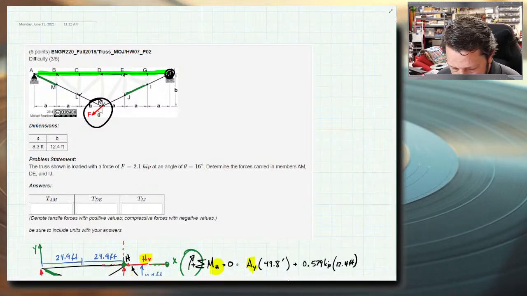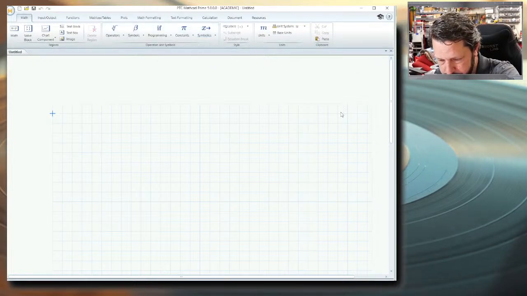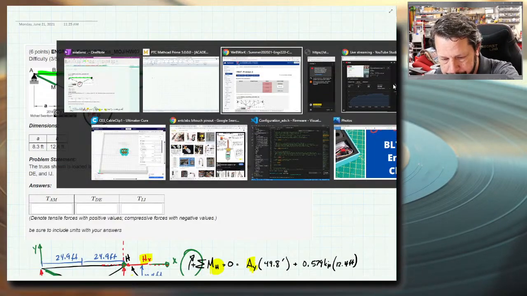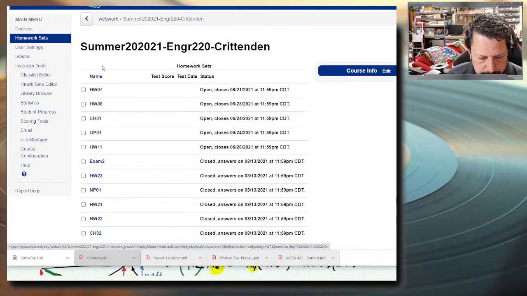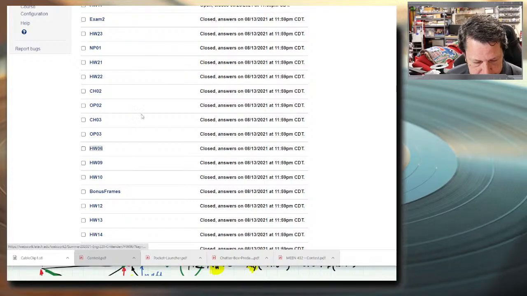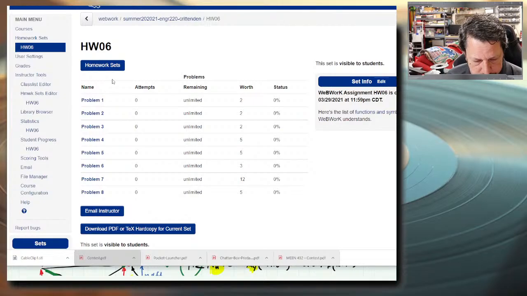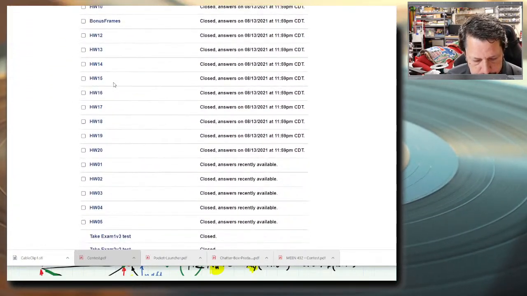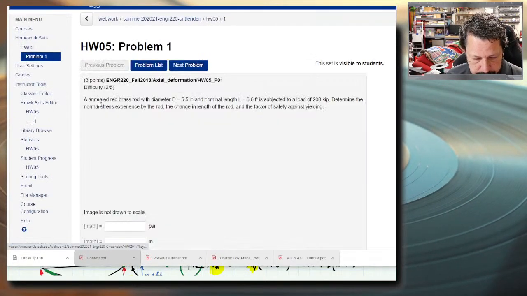The other problem I wanted to work on, if I can find it, I'm not sure why that... Oh, that's MathCAD. Yeah, we don't need MathCAD right now. The other one I wanted to work on had to do with axial change in length, if I can find it. Oh, wait, we didn't do homework 6. Homework 6 we'll do later. It is more moment oriented, and we didn't do that specifically yet.